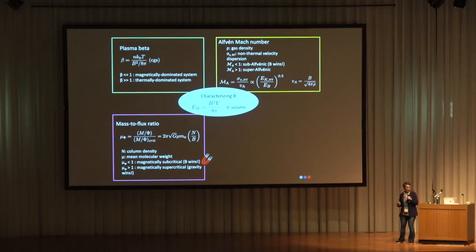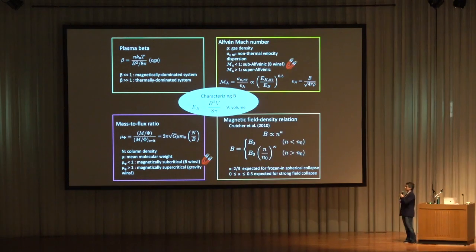Alfvén Mach number enables us to compare turbulent to magnetic energy. A value less than 1 means that the system is sub-Alfvénic and magnetic fields win the game. A value more than 1 means that the system is super-Alfvénic.